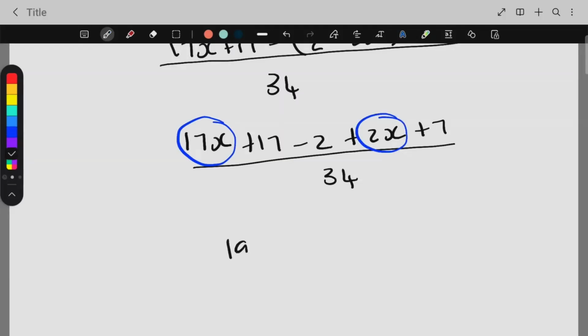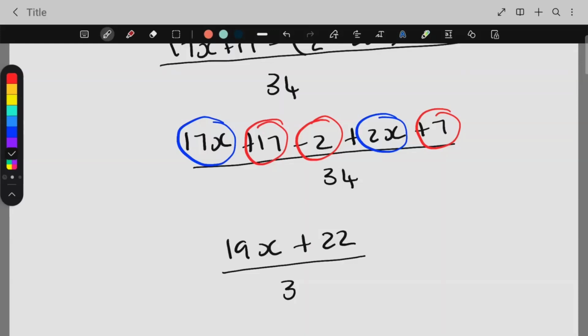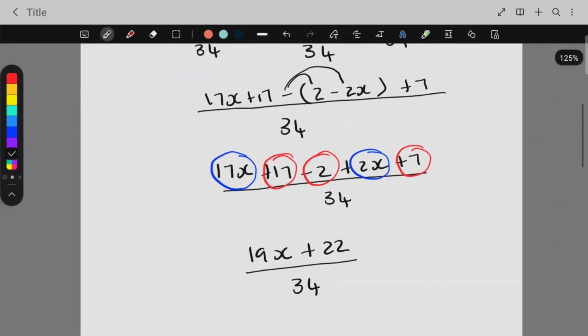So my like terms is this 17 and this 2. So that gives me a 19x. And then 17 minus 2 plus 7 gives me a positive 22. And everything is over 34. So there we simplified, eh?